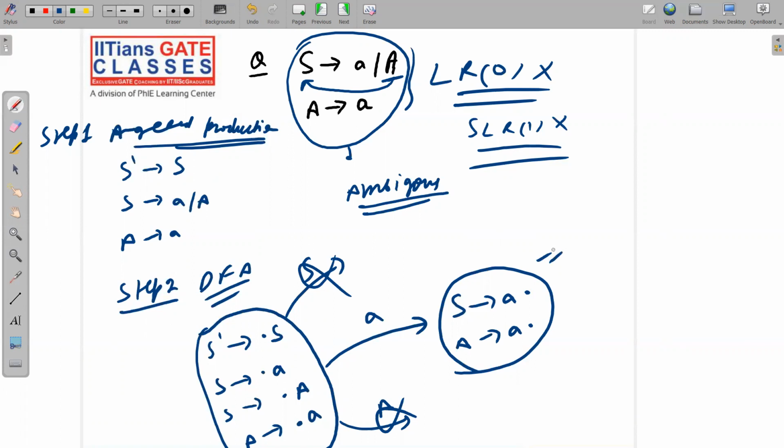I hope I have made the point clear. And here what we are having is an RR conflict. That means reduce-reduce conflict, because two final items in one state. Okay, let me jump to the next slide now.